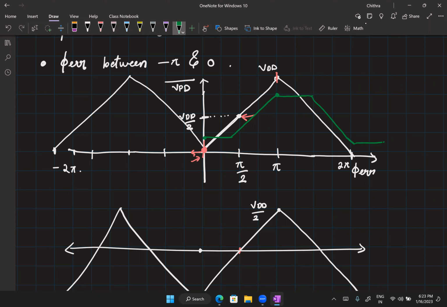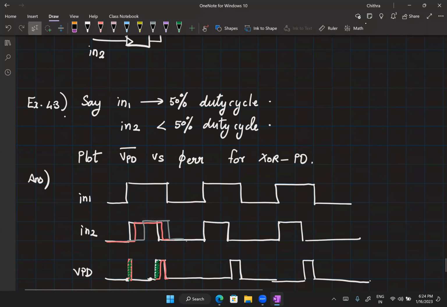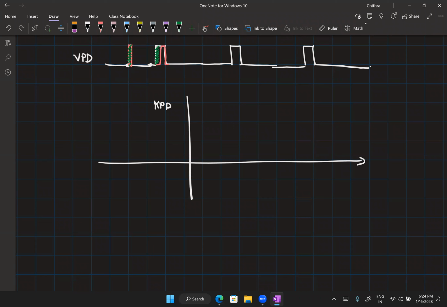It will be much, much slower, right? It's as if the loop is not responding to the changes happening in the circuit. So if I were to look at the gain curve for this, so our original gain curve, let's say I am plotting KPD versus VC, versus phase error.